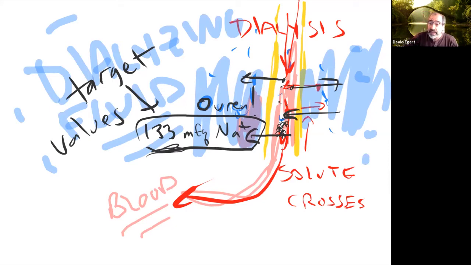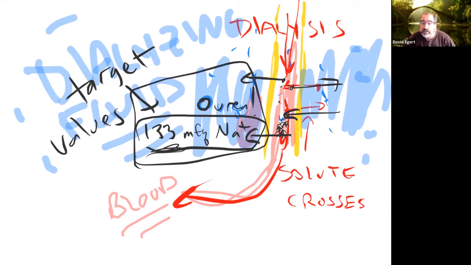So in this dialysis process, you put your target concentration of whatever in the dialyzing fluid, and then you're going to allow your blood to equilibrate with that target concentration. So by the time this process is done, your blood will have equilibrated to these target levels that were set by the dialyzing fluid.